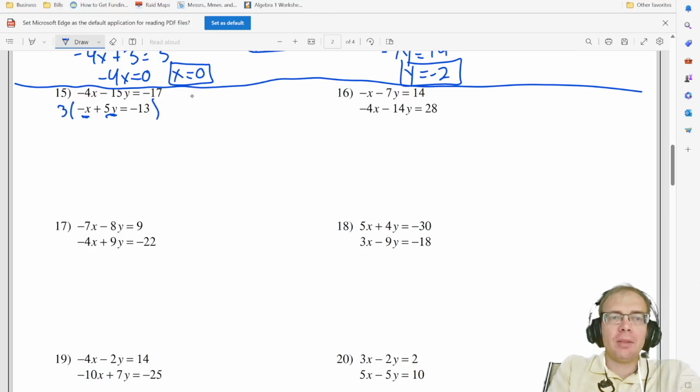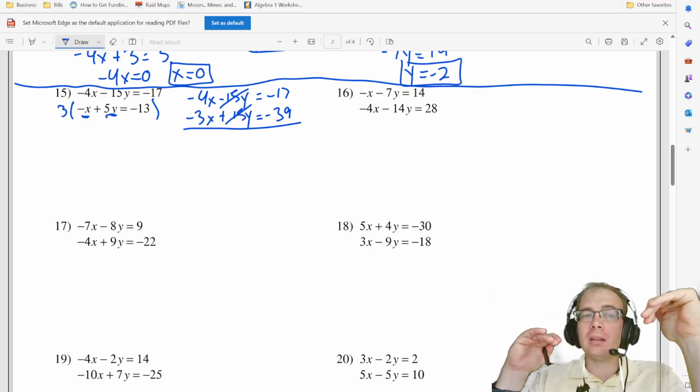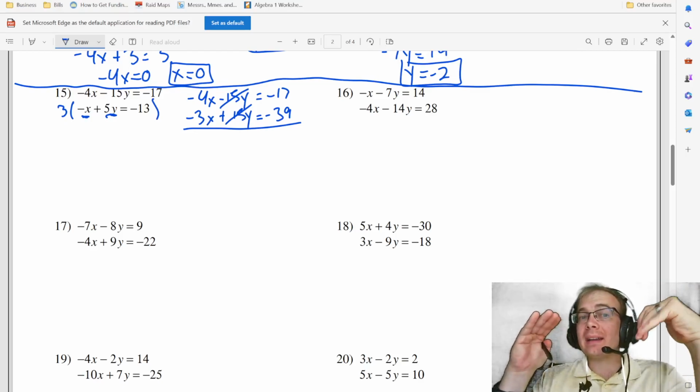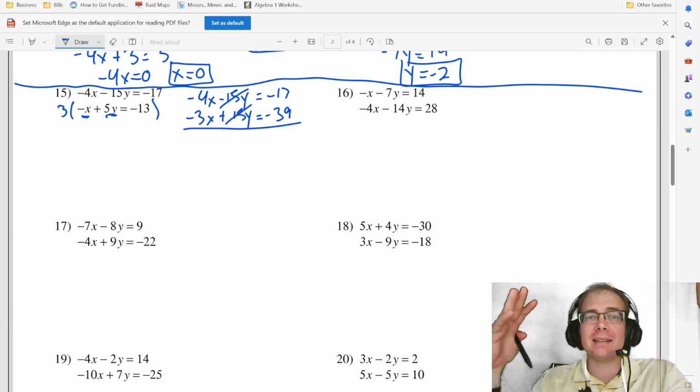All right, so I'm going to copy the first equation. I don't need to alter the first equation. Negative 4x minus 15y equals negative 17. I'm going to times everything by 3 in the second equation. Negative 3x plus 15y equals 3 times 13 is negative 39. And there we go. There it is. It cancels. All right, so that's what we're trying to do. We're trying to cancel something. You can cancel x or y. I could have canceled x, and it would eventually get to the same exact answers for x and y.